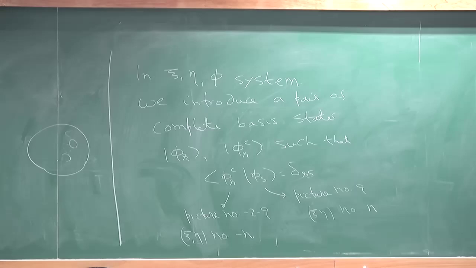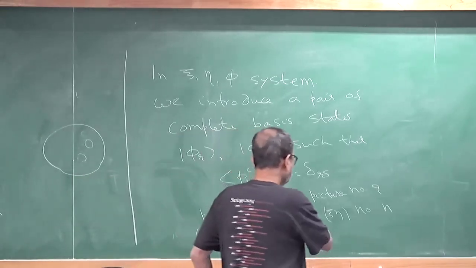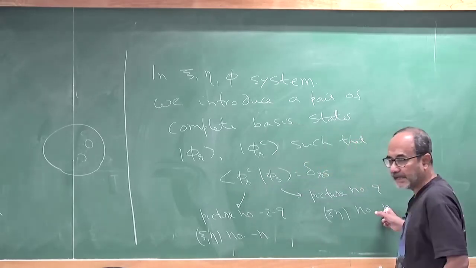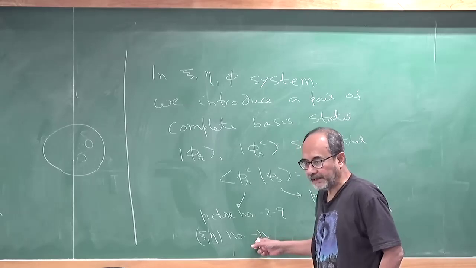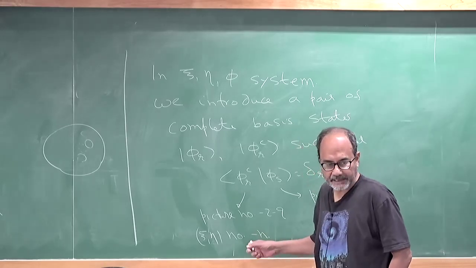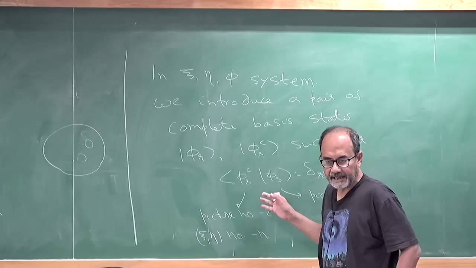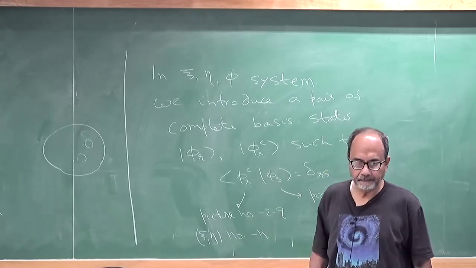Inner product is in small Hilbert space. The number of xi's should be equal to the number of etas. Right. So that's why I say if this carries net, say n extra xi's compared to etas, then this has to carry minus n. So n extra etas compared to xi. Right? So the total thing has equal number of xi's and etas.